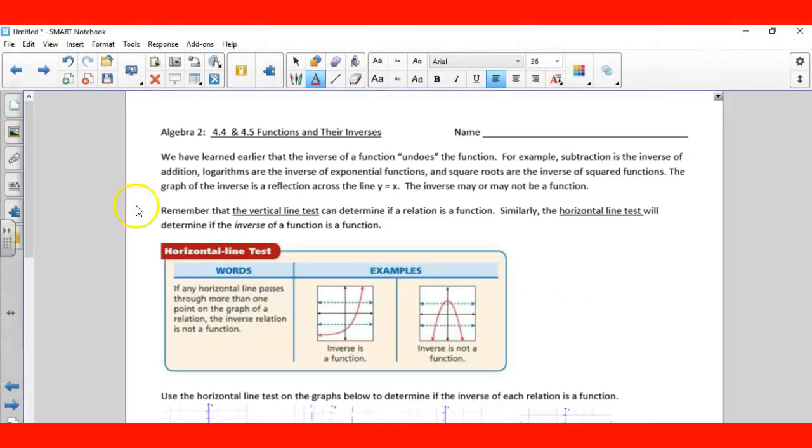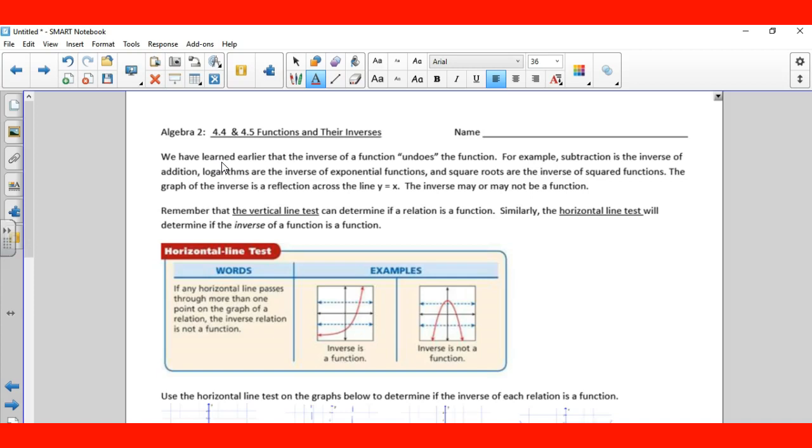So we've learned about inverse of functions, which undo the functions. For example, subtraction is the inverse of addition, logarithms are the inverse of exponentials, and roots are the inverse of square functions. The graph of an inverse is a reflection across the line y equals x. The inverse may or may not be a function.